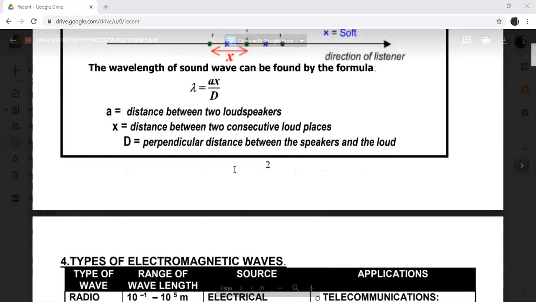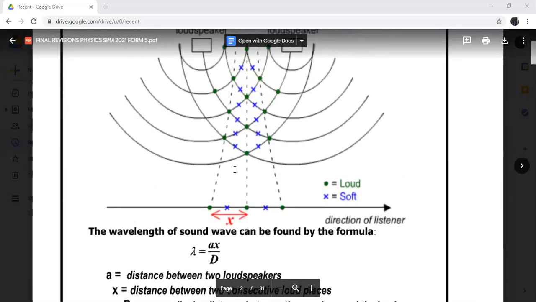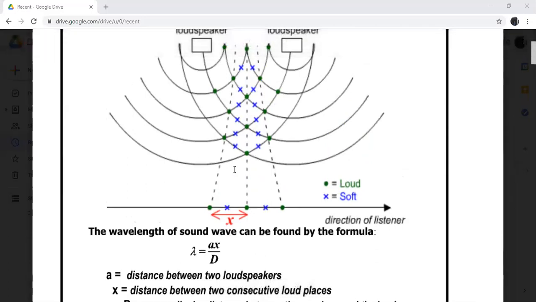Lambda equals ax per D. So in SPM, it can be sound wave interference, water wave interference, light wave interference, Young's double slit. So I think you have to concentrate on all the interference questions.